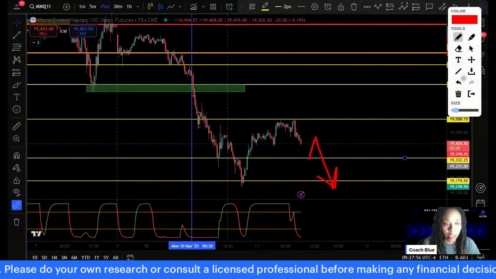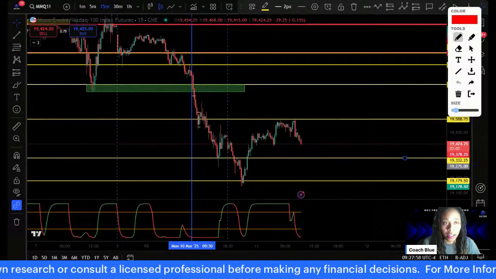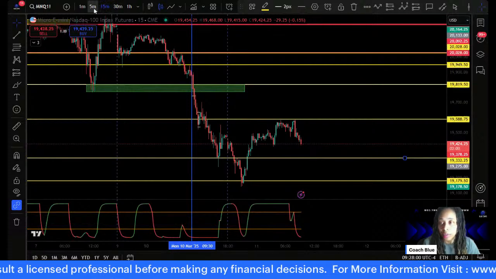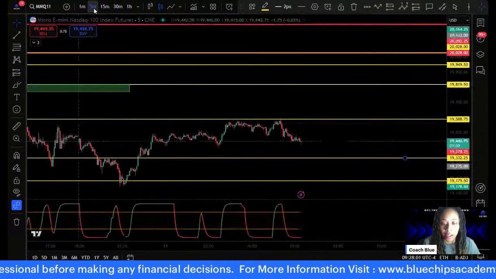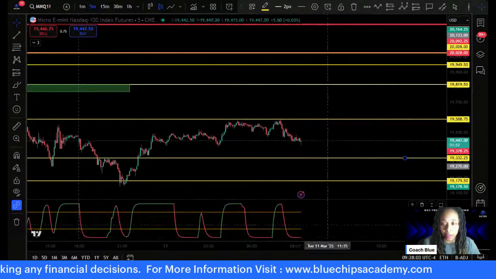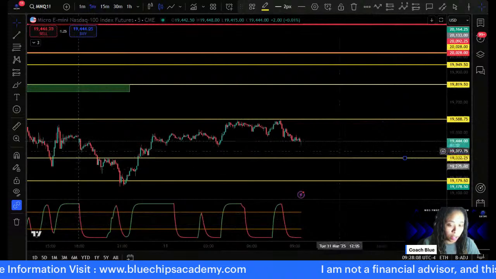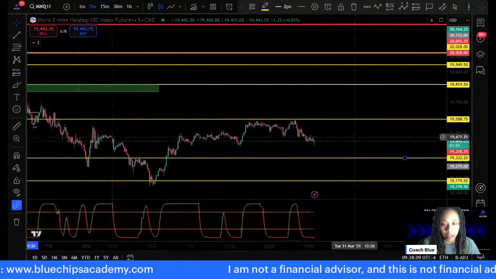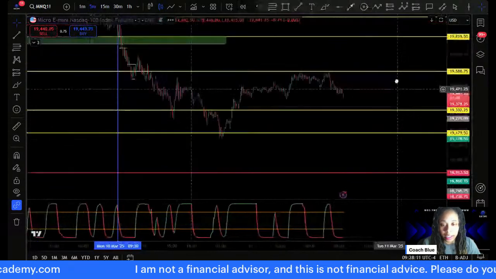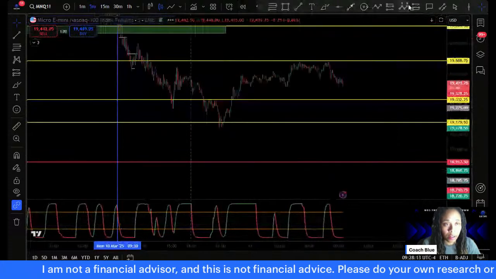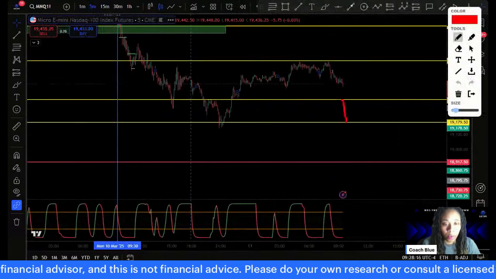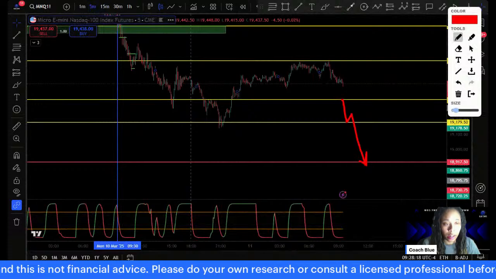entry to the downside. The 5-minute, let's see what the 5-minute is looking like. The 5-minute is oversold as well. So we have some interesting outputs here. And let's see what happens. If we do get an opportunity to sell, I think we can retest these levels right here.